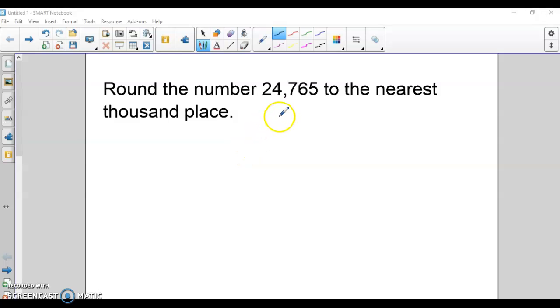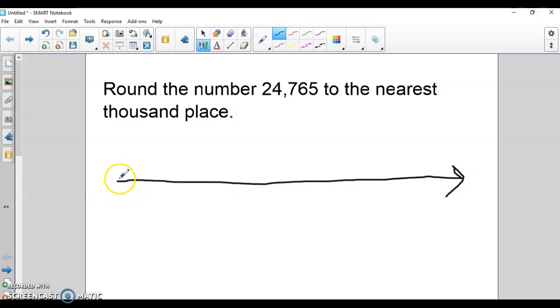Hello, for today's class, you're going to be required to round whole numbers. So I'm going to show you two strategies that I want you to use. The first is a number line. So here we're going to round this number 24,756 to the nearest thousands place.